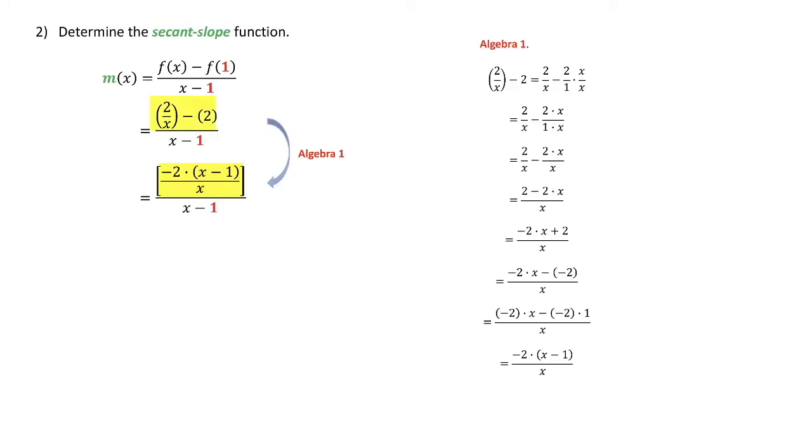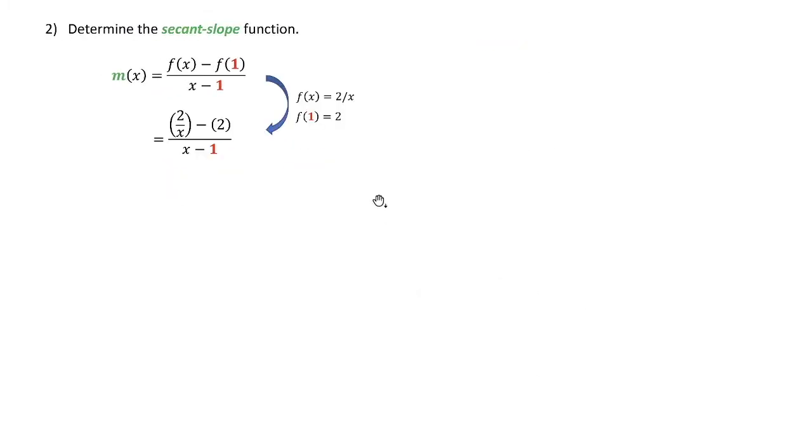Okay, let me plug in the data. Sorry, I went too fast. So my function, f of x is 2x. That's the rule. I just plug that in directly, right? Just plug that in. F of 1 is 2. I just plug that in. And now you see everything has to simplify.